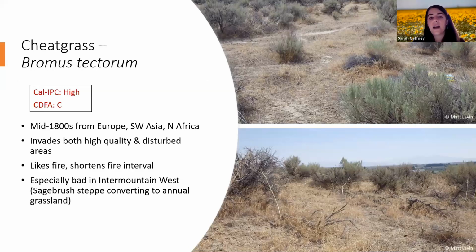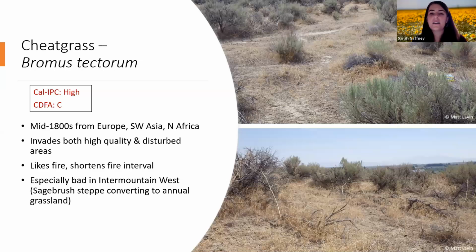It invades both high quality and disturbed areas. And one of the problems is that it does very well with fire. Because of that, it's been shortening the fire interval of the sagebrush steppe, and it's converting our sagebrush steppe to annual grassland, because first it's filling in all of the interstitial space, all the space in between our bushes, and it's smothering the native herbaceous layer.